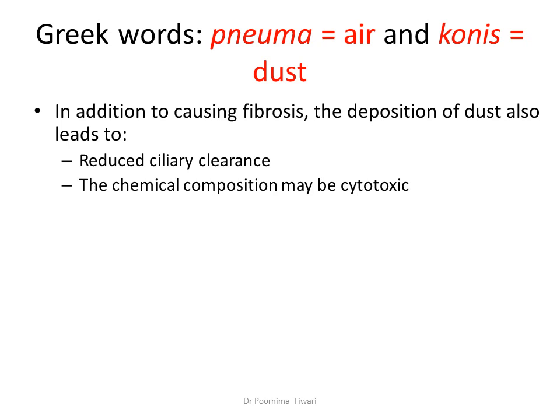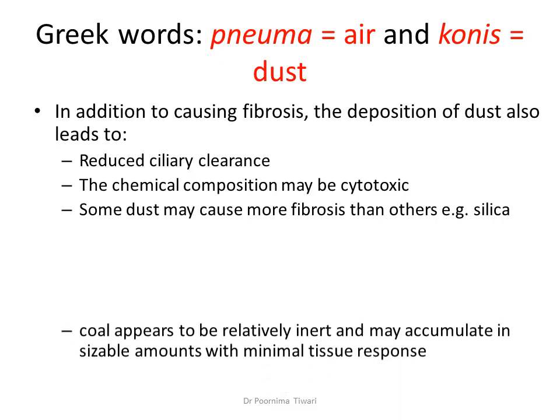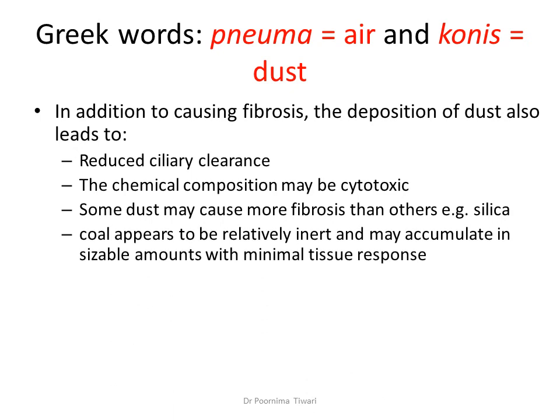Some dust may cause more fibrosis than others. For example, silica is more fibrogenic than others, whereas coal appears to be relatively inert and it accumulates in sizable amounts with minimum tissue response, and it takes a higher amount of carbon to accumulate in the lungs to lead to pneumoconiosis.